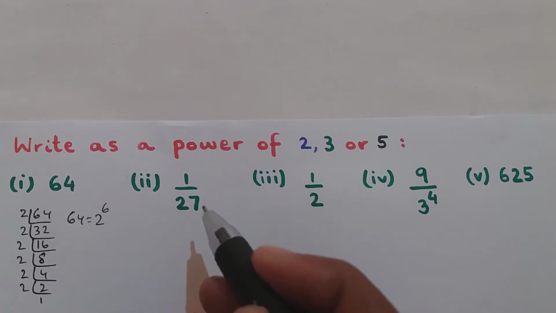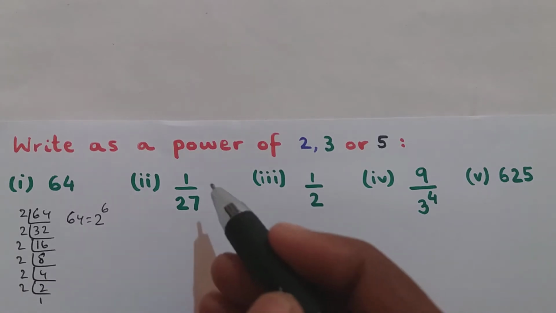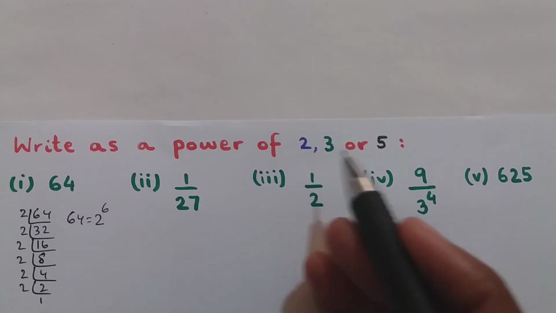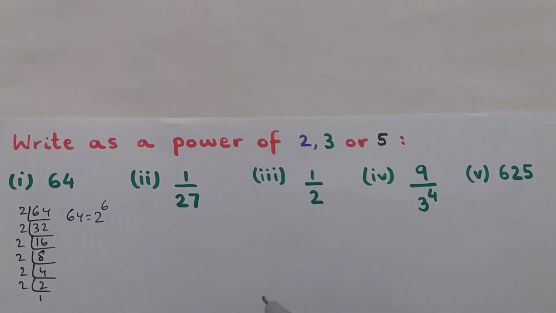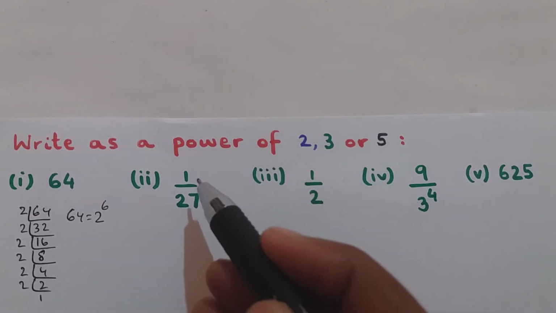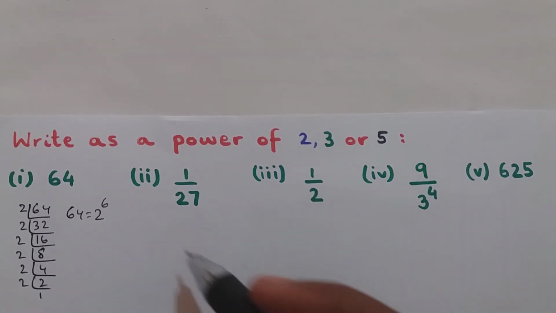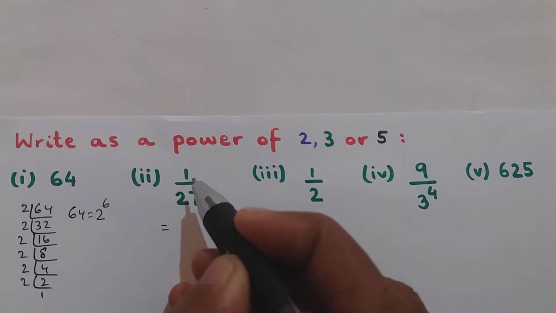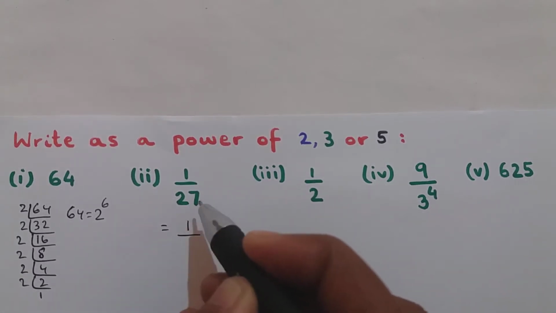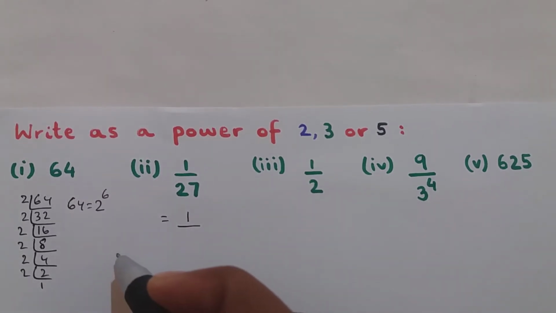Write 1 upon 27 as a power of 2, 3 or 5. So I have to write 1 upon 27 as a power of 2, 3 or 5. So in order to write 1 upon 27 as a power of 2, 3 or 5, I have to do the prime factorization of 1 upon 27. So 1 will be as it is. So let us now do the prime factorization of 27.